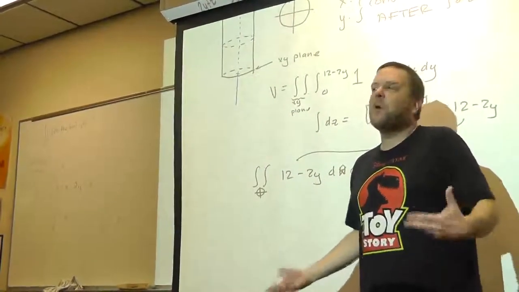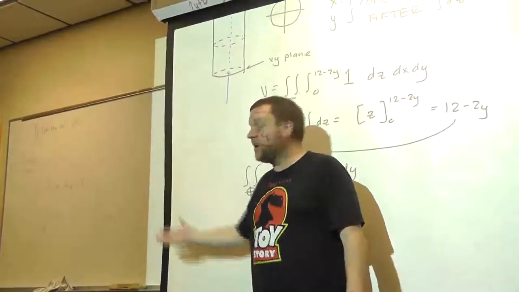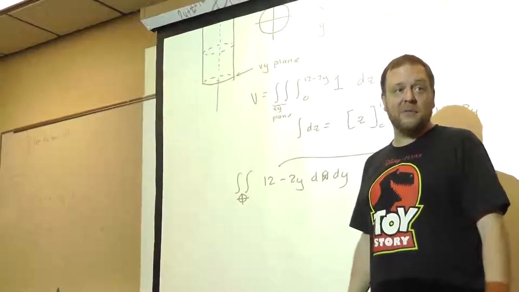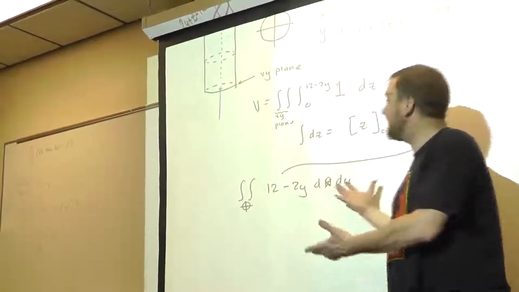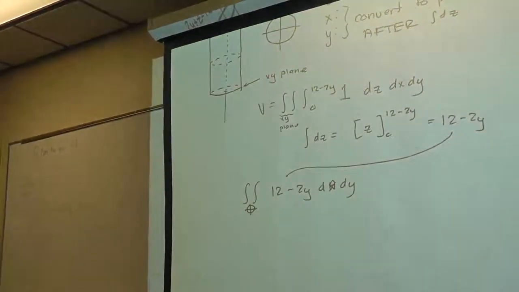So volume problems are kind of versatile. You can do them as double integrals if that's easier for you to see, or you can do them as triple integrals. Most probably we choose double just because that's one less step of integration to do. But yeah, now you're back at a double integral volume problem that stemmed from this triple integral volume problem. And we're committing to converting to polar.